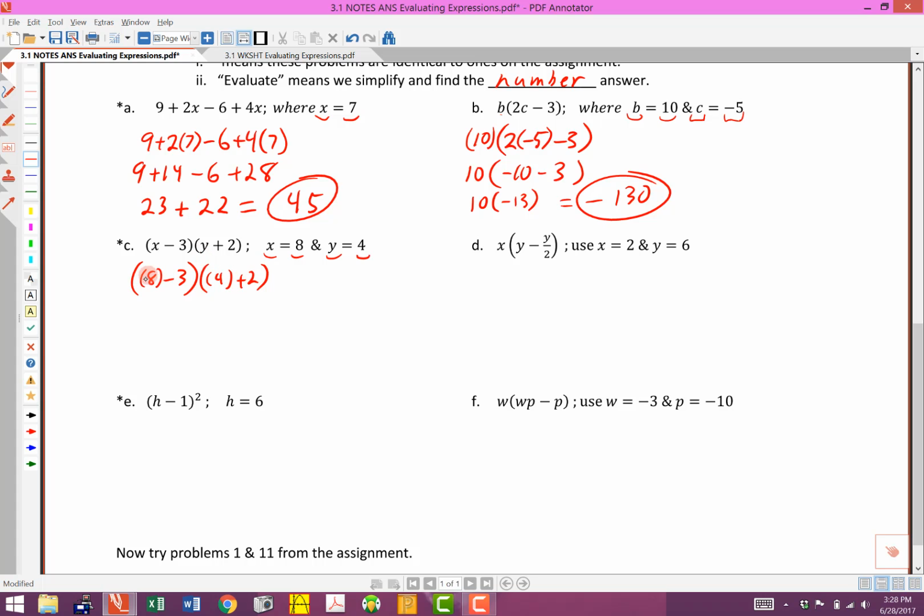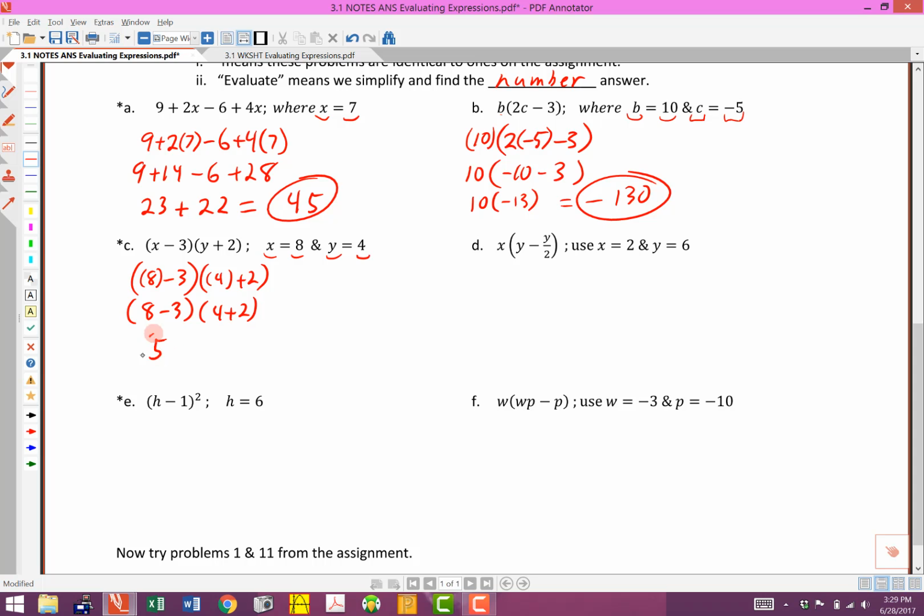Now you'll notice the set of parentheses that I plugged in here, there's not really anything I can do to simplify that 8, so I'm just going to write it without the parentheses. So I'm going to write 8 minus 3 and then 4 plus 2. That looks a little bit better, and then we've got to do what's inside this set of parentheses and what's inside of that set of parentheses before we do anything else.